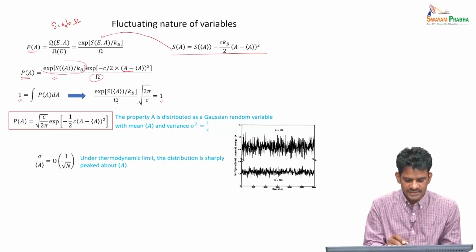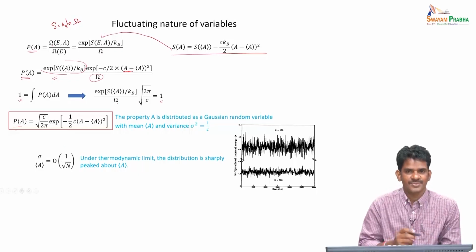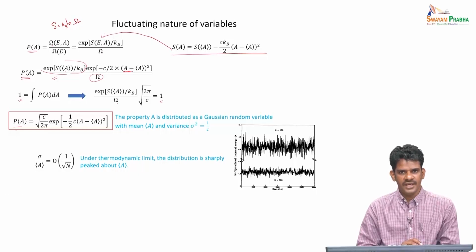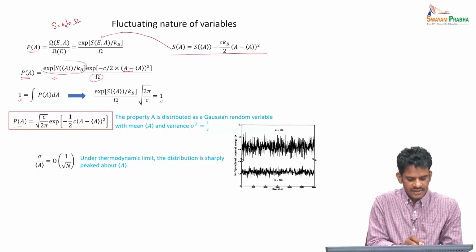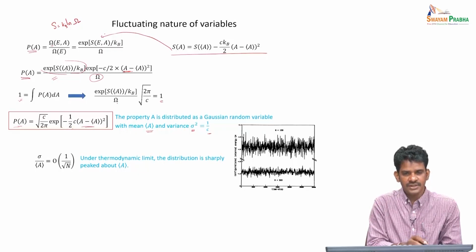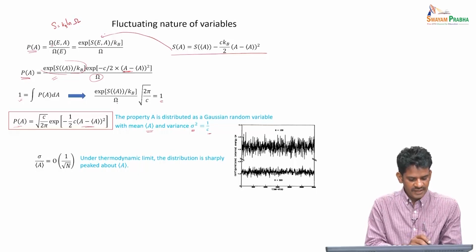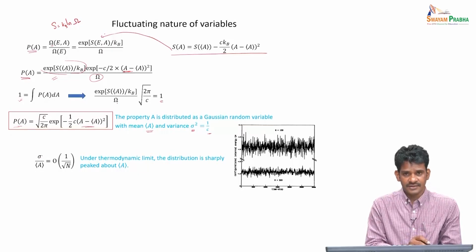Now we can take this expression and substitute it here, and show that P of A, the probability that a particular value of A will be observed, is basically given by a Gaussian random variable with a mean value of mean A and variance sigma square given by 1 by C. We are writing this based on matching the terms in a Gaussian random variable. And the interesting thing about this particular distribution is that if I look at the relative error, that is the standard deviation divided by the mean value, you will see that it goes as 1 by square root of n.